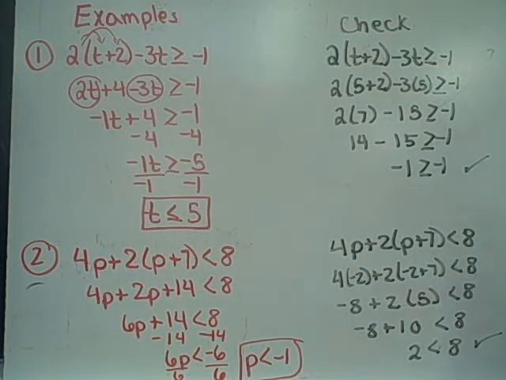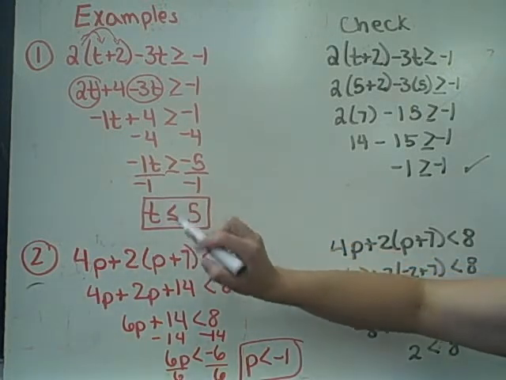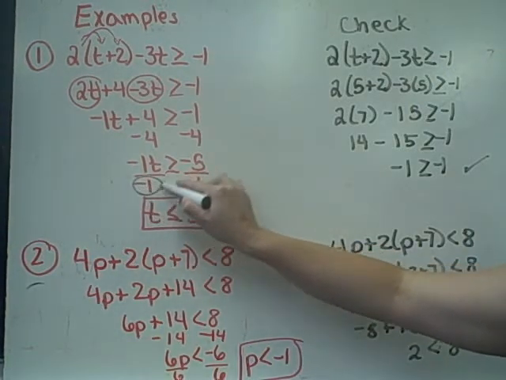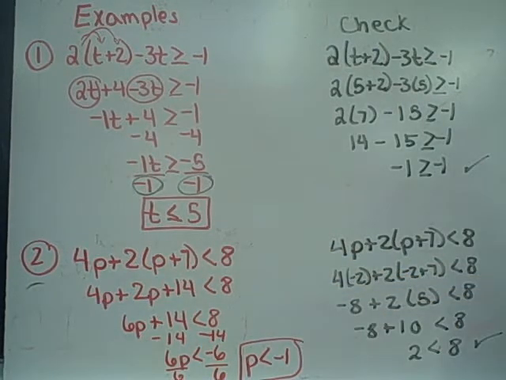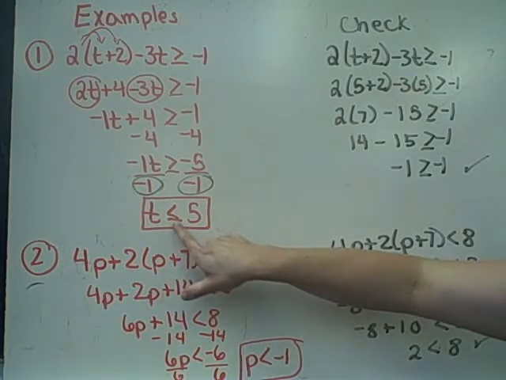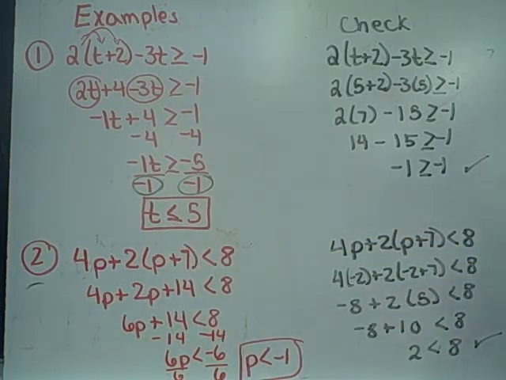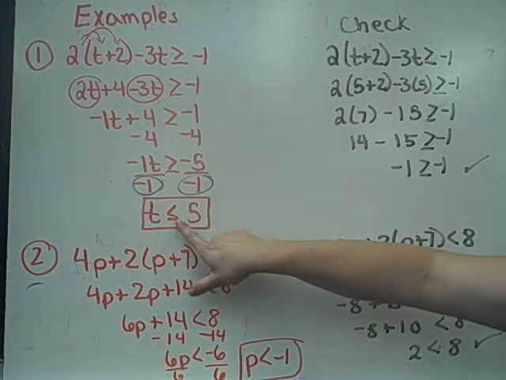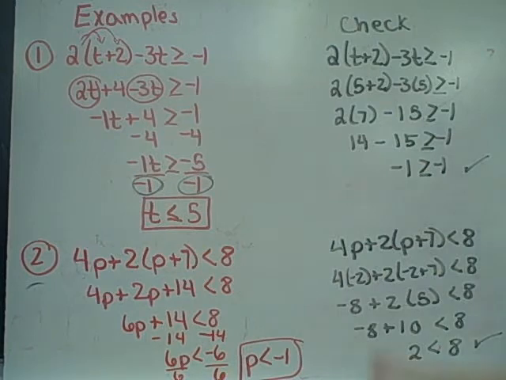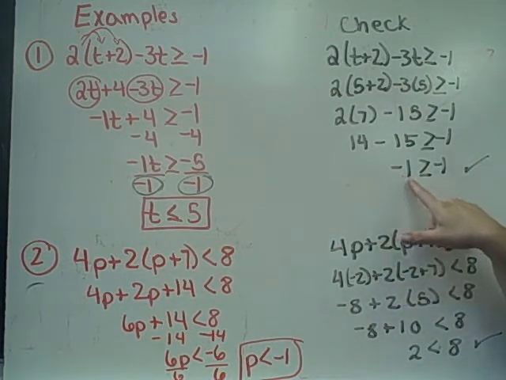Notice that I divide by a negative 1, because that's what's next to my t. Because I divide by a negative number, my sign is going to flip. So t would be, instead of greater than or equal to, less than or equal to 5. We can check this. Because it could be equal to 5, we can actually plug 5 into my equation to check. You would see that negative 1 would be greater than or equal to negative 1. Well, that's a true statement because negative 1 and negative 1 are equal. So we're fine. That checks out.